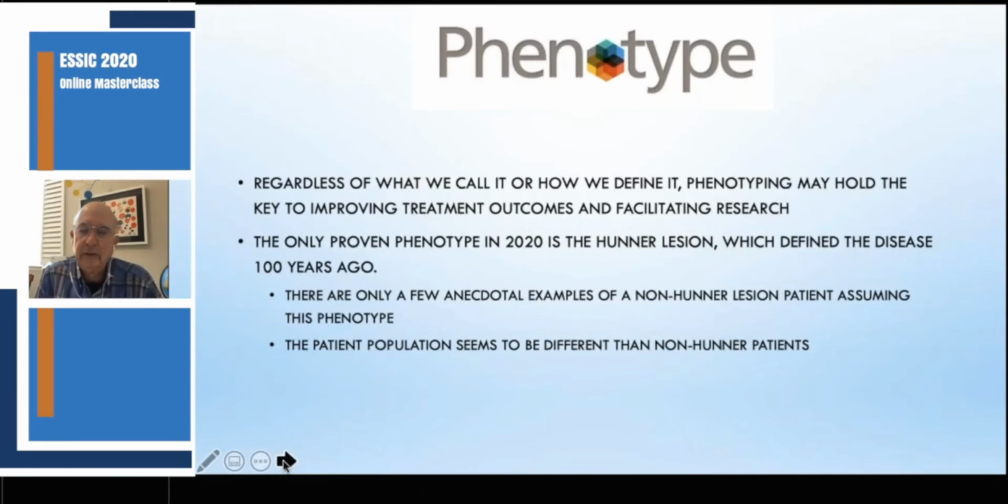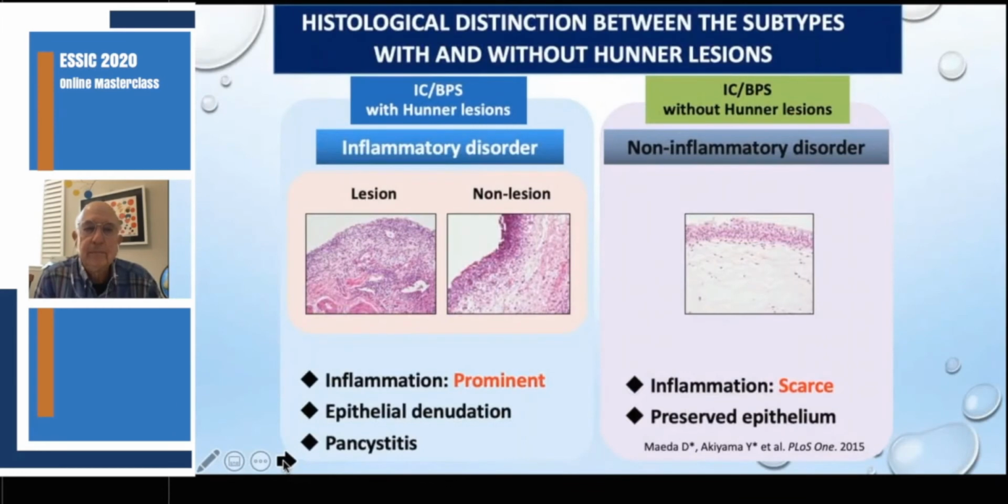The patient population seems to be different than those with non-Hunner lesions. With Hunner lesion, there's a major histological distinction between those with and without Hunner lesions. Think of Hunner lesion as primarily an inflammatory disorder. Inflammation is prominent, there's epithelial denudation and pancystitis. In patients without Hunner lesions, predominantly you have a non-inflammatory disorder. Inflammation may be scarce and the epithelium is generally preserved.